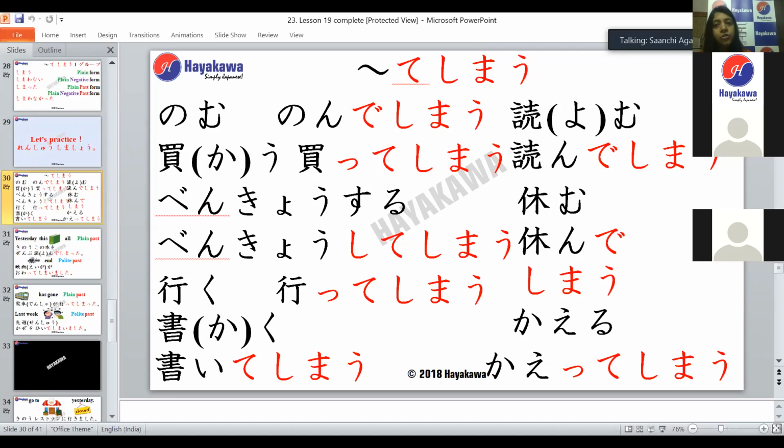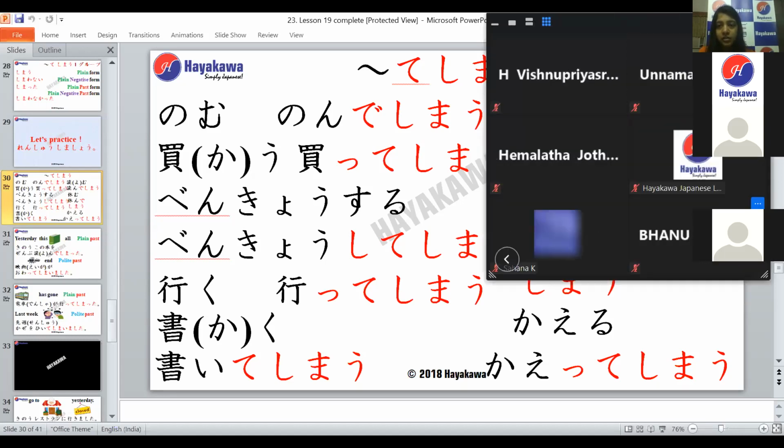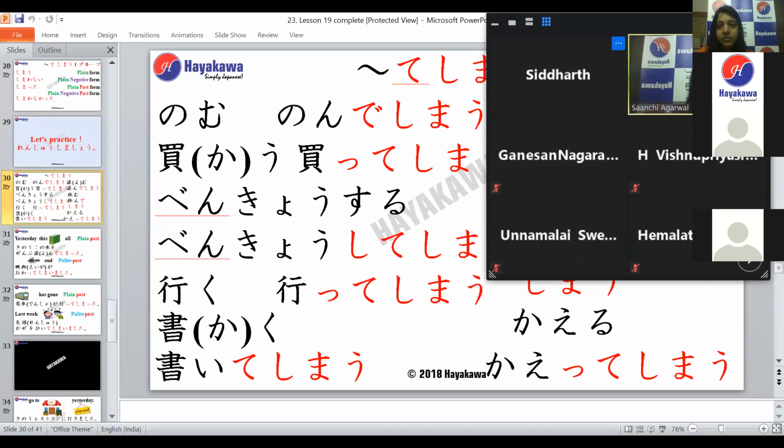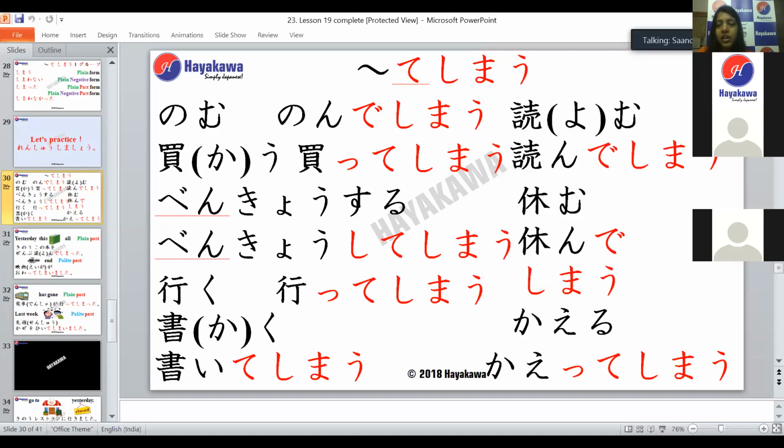So Siddharth-san, the verb to read is yomu or yomimasu, okay? Whereas to study is benkyo suru or benkyo shimasu. Right. So yomu is the verb that we have over here, right? So Siddharth-san, would you like to try doing this one? Yonde shimau. Very good. So it becomes yonde shimau. Okay, the next verb is yasumu.